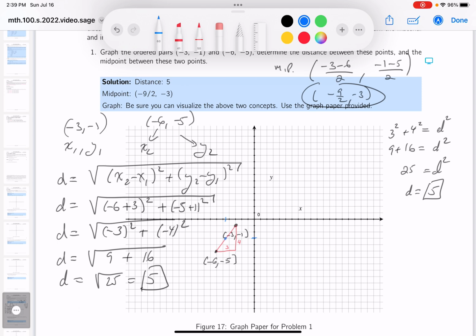But anyway, what did they ask for? A couple different things. Graph it. We did that. We definitely graphed the points out. Did we get the distance? We did. And did we hit the midpoint? We did. Let's look at the key. And what does the key say? The key says the distance is 5. And it says the midpoint is minus 9 halves and minus 3. We're good to go to the next question. Thank you.